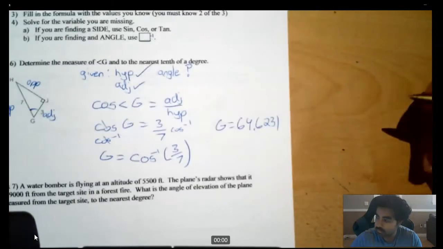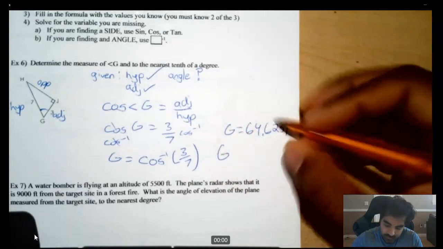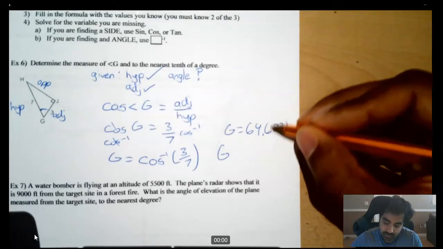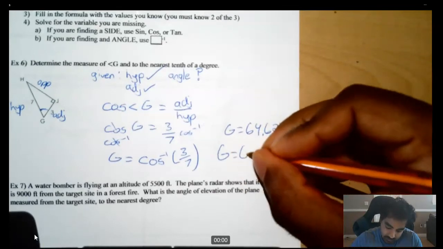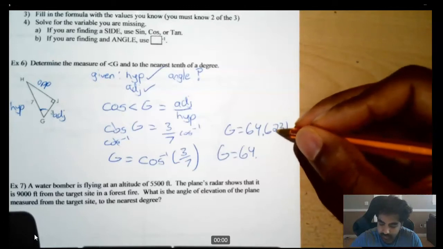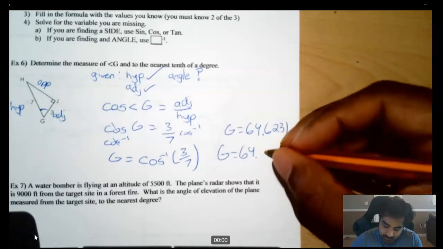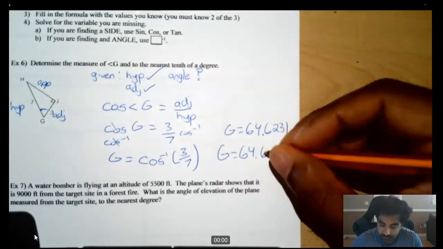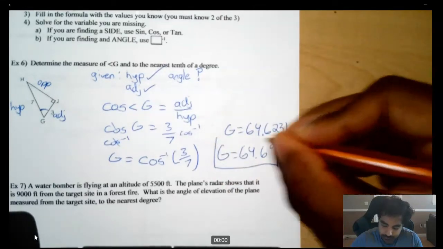64.6231. And then we need to round it to the nearest tenth. Remember, the tenth spot is the second number, the number right after the decimal. So G is equal to 64. In this case, it rounds down because we're looking at the number in the hundredth spot, and it's less than 5. So 64.6 degrees. Okay, sweet. Last question.